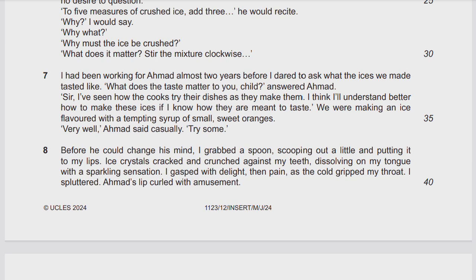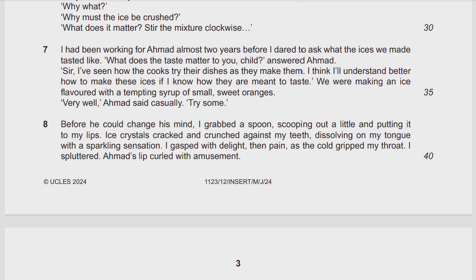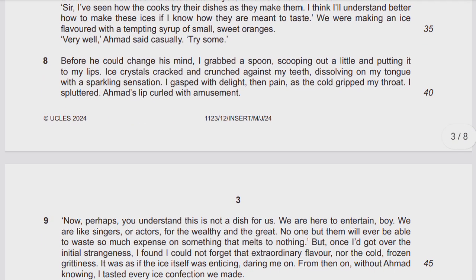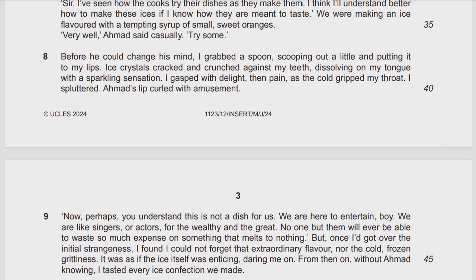I had been working for Ahmed almost 2 years before I dared to ask what the ices we made tasted like. "What does the taste matter to you, child?" answered Ahmed. "Sir, I have seen how the cooks try their dishes as they make them. I think I will understand better how to make these ices if I know how they are meant to taste. We are making an ice flavored with a tempting syrup of small sweet oranges." "Very well," Ahmed said casually. "Try some."